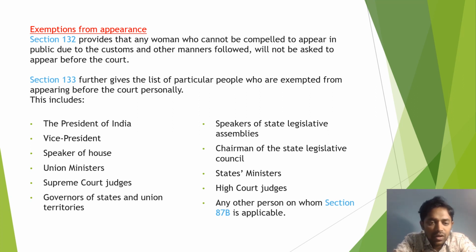Section 133 further gives the list of particular people who are exempted from appearing before the court personally. This includes the President of India, Vice President, Speaker of the House, Union Ministers, Supreme Court judges, governors of states and union territories, speakers of state legislative assemblies, chairmen of the state legislative council, state ministers, high court judges, and any person on whom Section 87B is applicable.